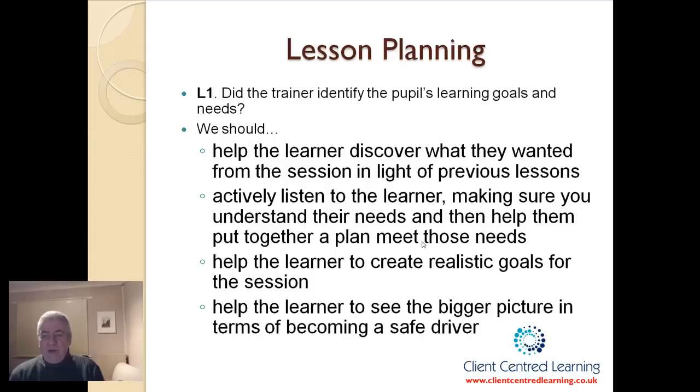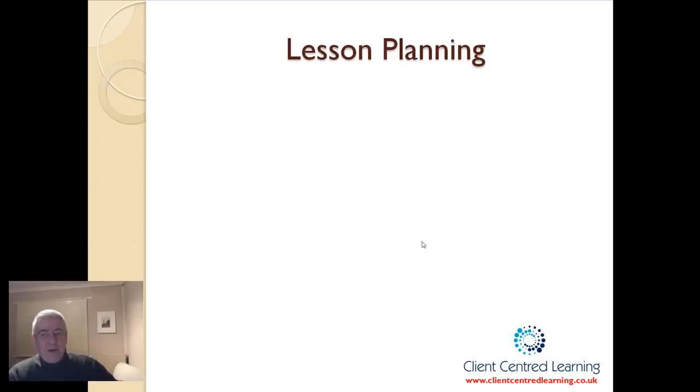Help them really create realistic goals for the session. So if they're planning on doing something that's a bit risky, make them aware of that. And help them to see the bigger picture in terms of becoming a safe driver. These things that we're building up here are sub skills that fit into this, and so it can be useful to have a little skills matrix to say, here are all the things that we need to do. Here's a logical order in which we should do it, and helping them to see that progress through it.